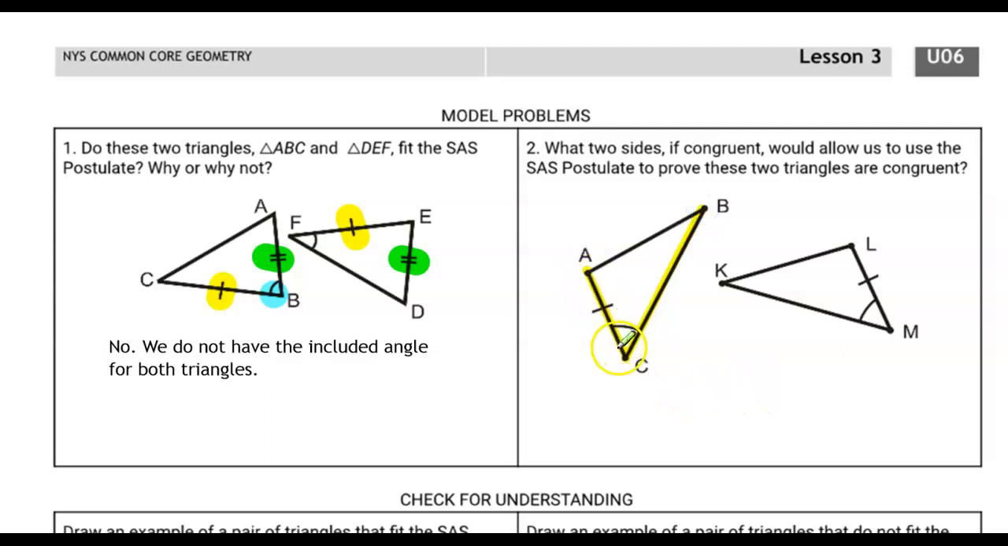So we already have AC. We already have angle ACB. Now we need side BC. Gives us our side, angle, side pattern.